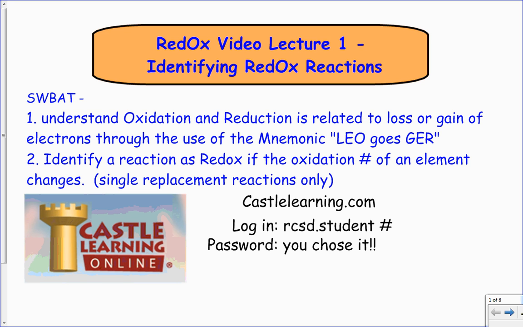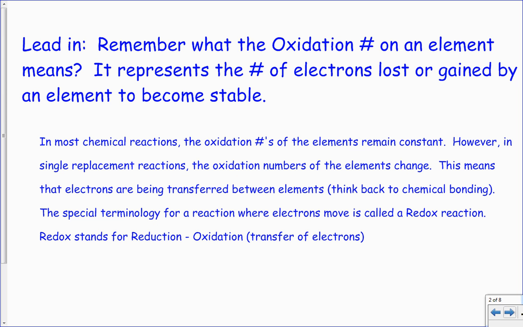Ready? First notes, understand oxidation and reduction is related to loss and gain of electrons. This is a mnemonic we can use. Leo goes grr. I'm also going to give you another mnemonic that I like better personally. So I'll give you both. We also need to be able to identify if an oxidation or a reduction is happening.